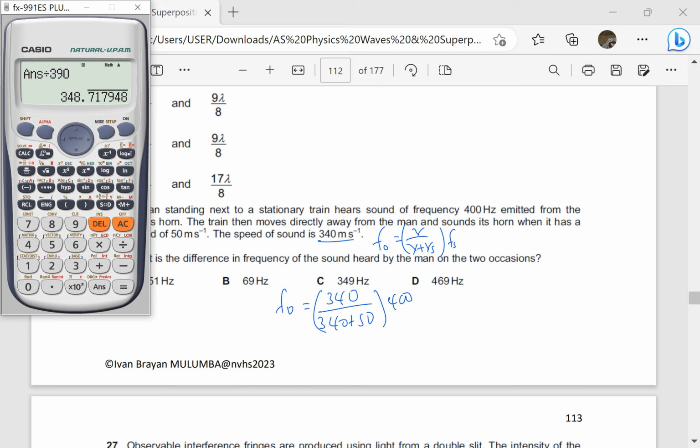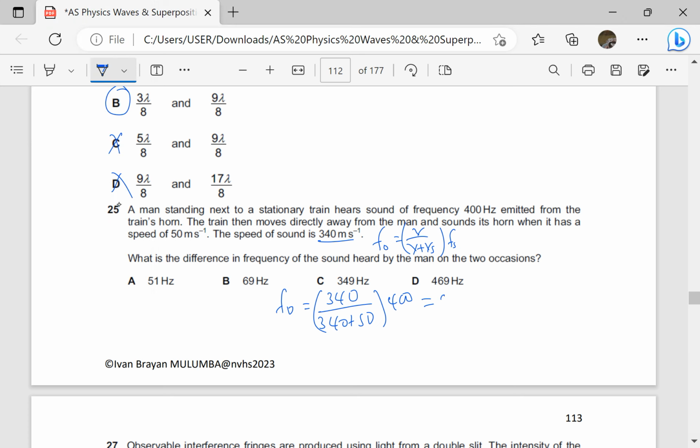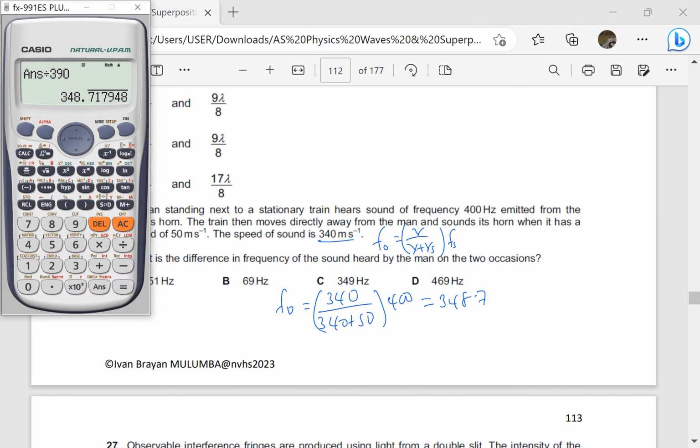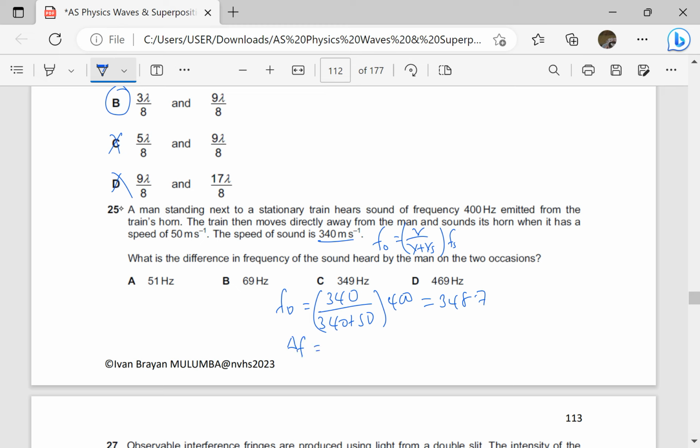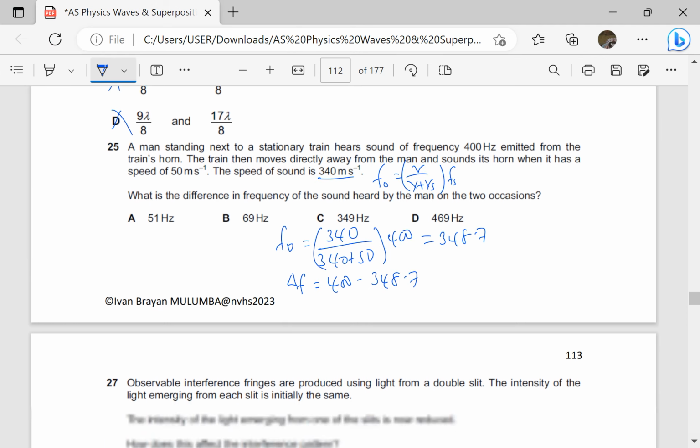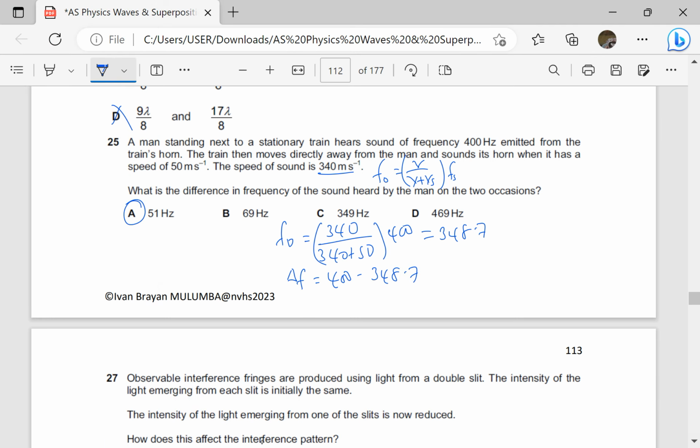So that is 348.7. Now we want the difference, so we just subtract: 400 minus that answer. The negative does not matter. Difference in frequency is 400 minus 348.7, which gives us 51. So the answer is going to be A.